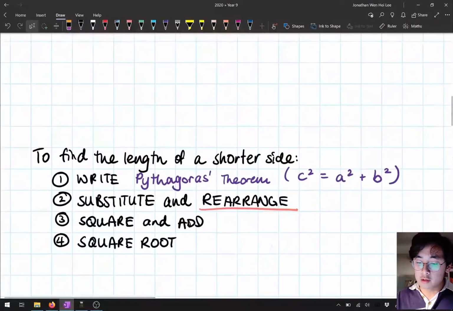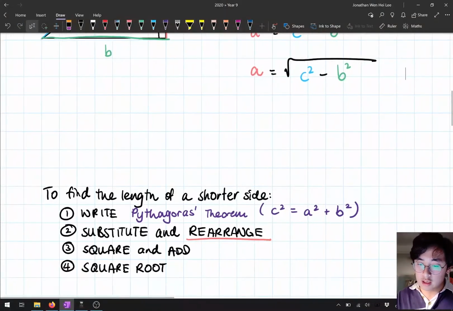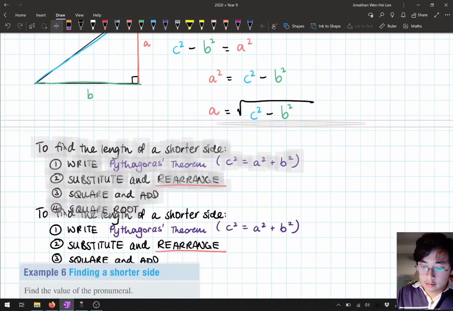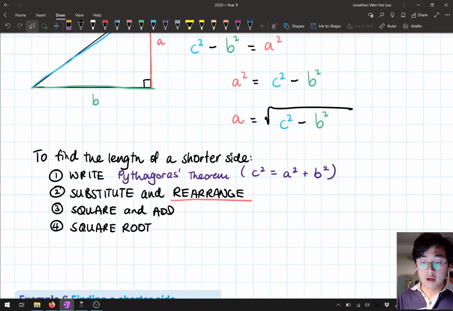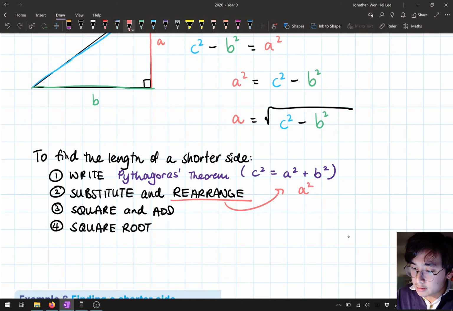So here are the steps that we're going to use instead. The first step is exactly the same as when we use Pythagoras' theorem with the hypotenuse. We write Pythagoras' theorem: C squared is equal to A squared plus B squared. The next thing we do is rearrange, or rewrite it so that we have A squared is equal to C squared minus B squared.